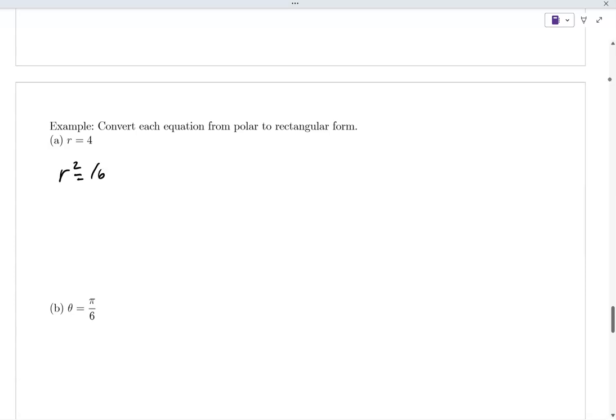Now that I have r squared, what can we replace r squared with? X squared plus y squared. And now we've converted this from polar to rectangular. So notice that if I'm trying to get rid of an r in polar and convert it to rectangular, I probably need an r squared, okay? To be able to use that x squared plus y squared equals r squared. One way to do that is to square both sides if I see an r in there. Unfortunately, you don't always want to square both sides, and we'll see an example of that here in a minute.